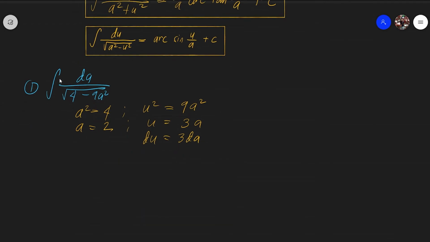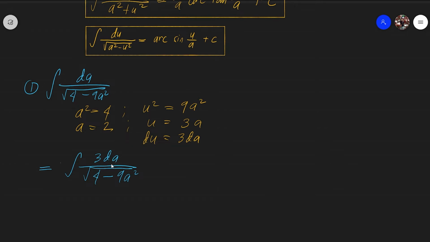So, applying the left side of the formula, it's right here. This will be equal to the integral of du, where your du is equal to 3dA, all over the square root of a squared minus u squared. So, you have here the square root of a squared, that is 4, minus your u squared, that is 9a squared. Now, obviously, this function is not exactly the same as the original given function because of this 3. Now, since 3 is just a constant, it does not involve the independent variable a, so you can introduce the correction factor.